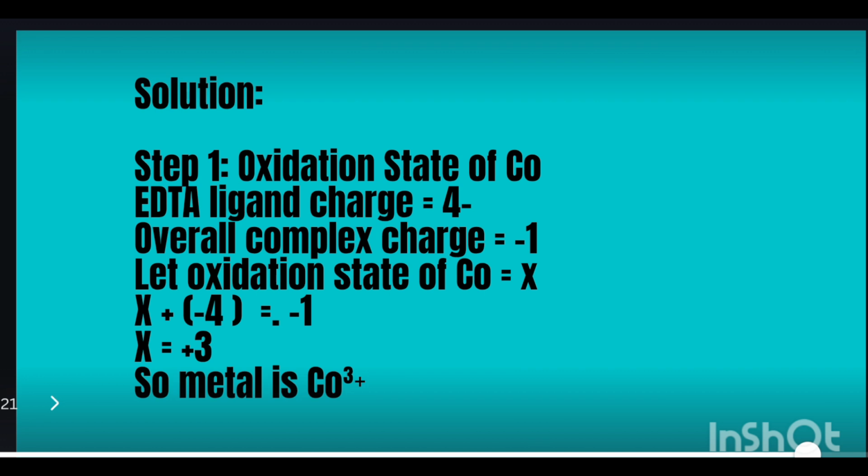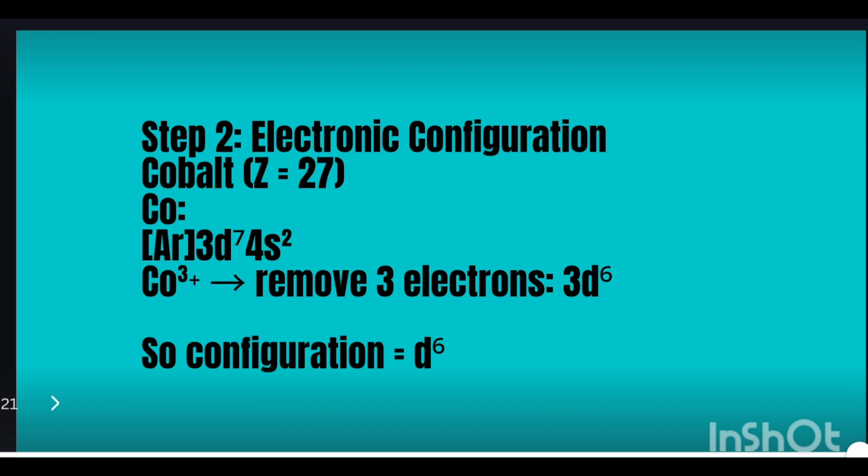Step 1, oxidation state of Co. EDTA ligand charge is 4 minus. Overall complex charge is minus 1. So oxidation state of Co is X, X plus minus 4 is equal to minus 1, so X is equal to plus 3. So the metal ion is Co3 plus. Next, step 2. Electronic configuration of cobalt, Z is equal to 27. Co electronic configuration is 3d7 4s2. Co3 plus removes 3 electrons, so it is 3d6. So configuration is d6.